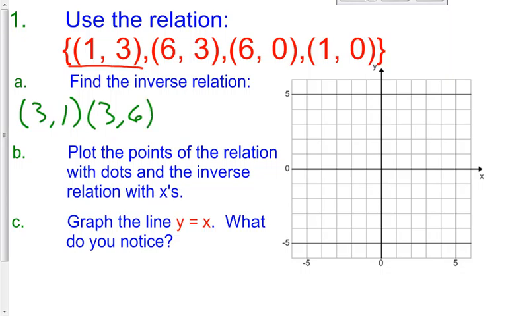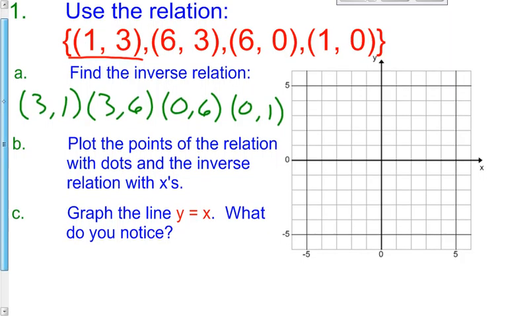The inverse of (6, 0) is (0, 6). And the inverse of (1, 0) is (0, 1). Hopefully everyone understands that part. All you're doing is switching around the x and the y. Let's look at letter B.